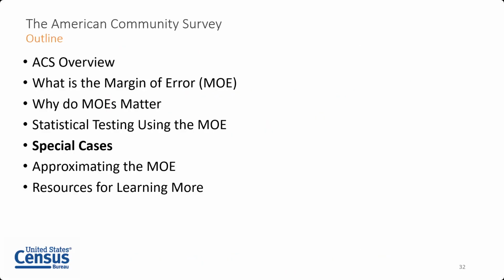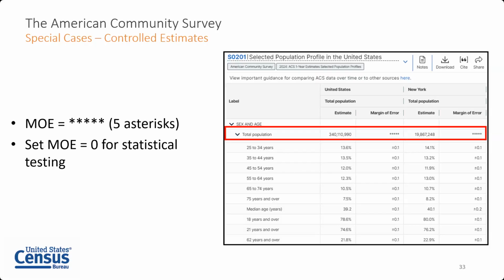Now, I hope you have some familiarity with statistical testing and some of the various tools and products available to you. However, there may be times when you come across something that might look a little odd on data.census.gov. You might not know how to proceed. So we'll explore how to deal with some of these special cases now.